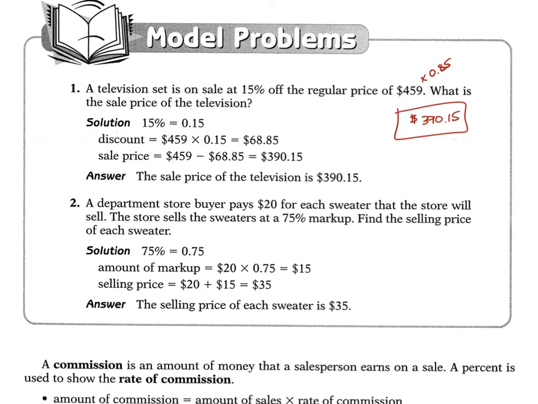For 2, it says a department store buyer pays $20 for each sweater that the store will sell. The store sells the sweaters at a 75% markup. Find the selling price of each sweater. So it's the original price, so that's 100% plus 75%. So that's a total of 175% that they're adding on to the $20. So we take the $20 and we multiply it by 1.75, which is the 175% as a decimal, and we just multiply those two and we get $35.